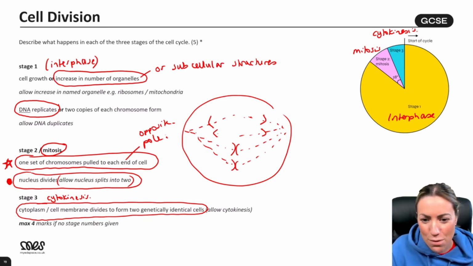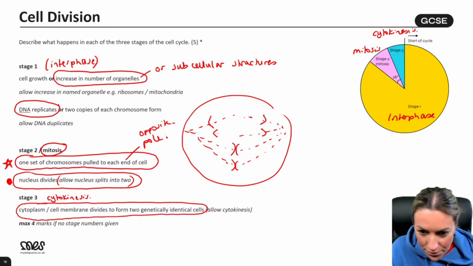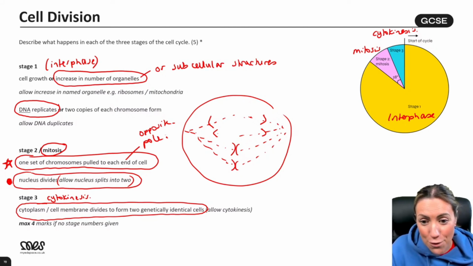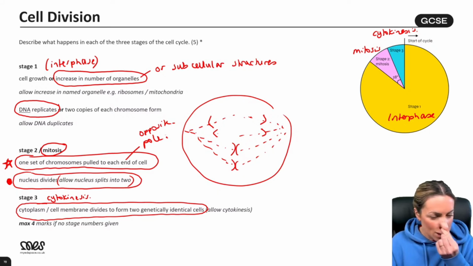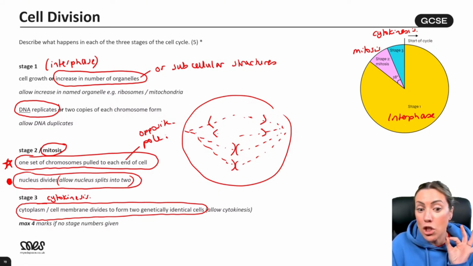Do you need to say both the cytoplasm and the cell membrane divide, or only one? Because there's a slash, remember, a slash means or. So you could say both, but you don't have to. Yes, Goose, for stage 3, if you literally just said cytokinesis, you could have got that mark, couldn't you? Which makes it a lot easier. Any more questions about that? It's one of those answers that you do have to learn off by heart.